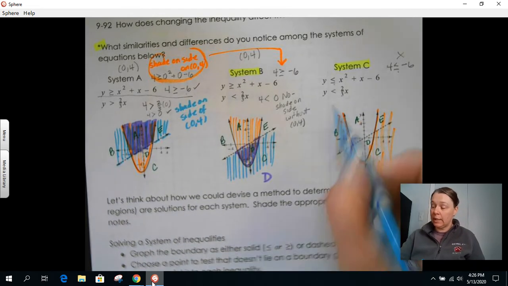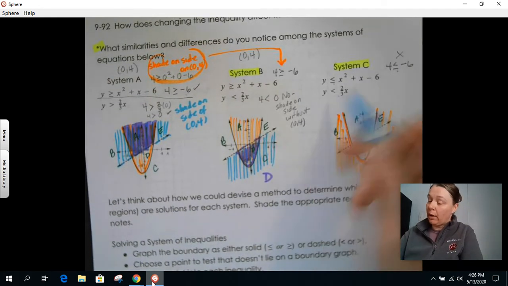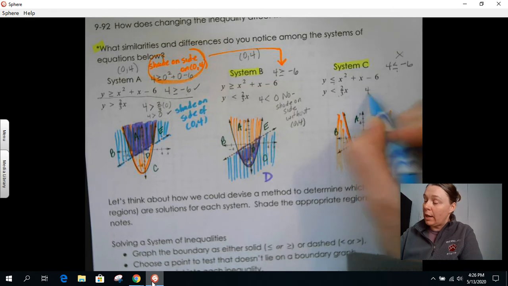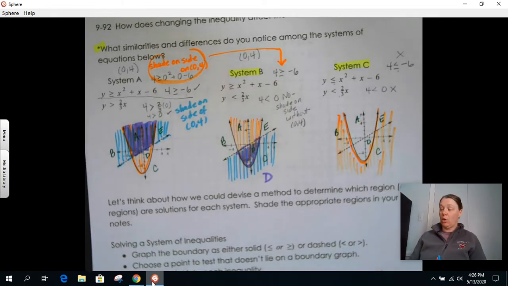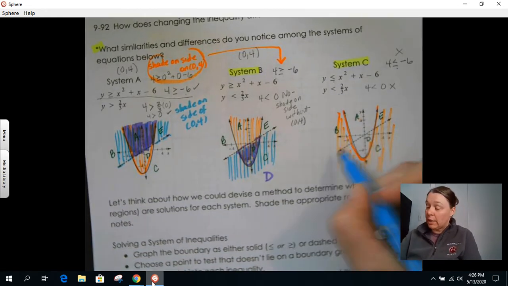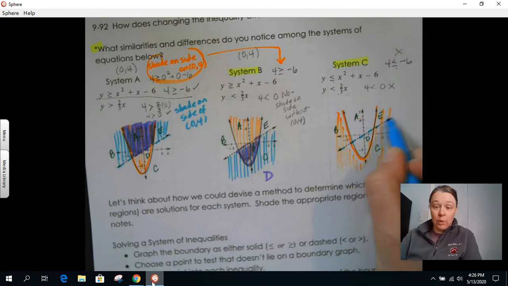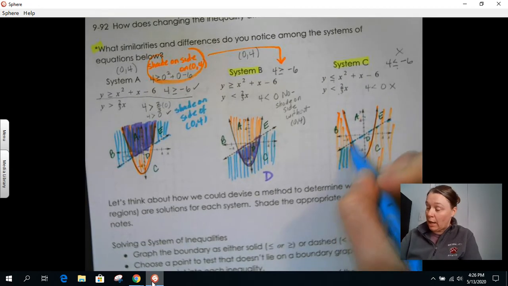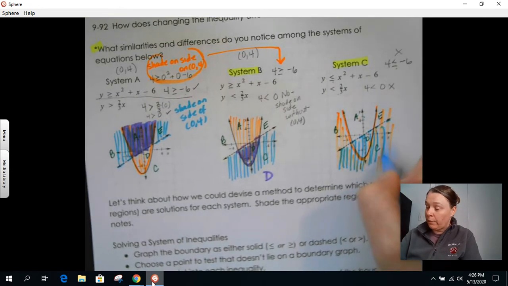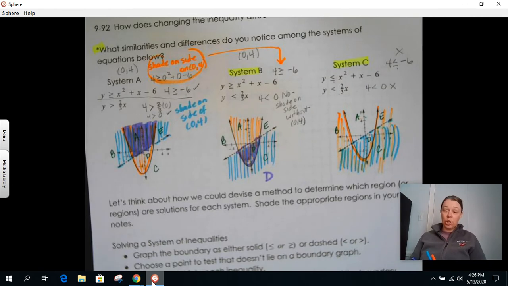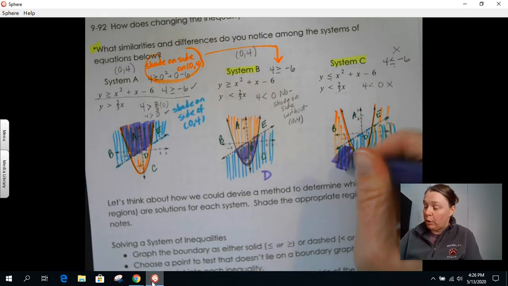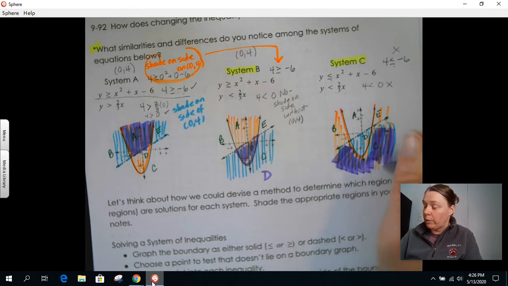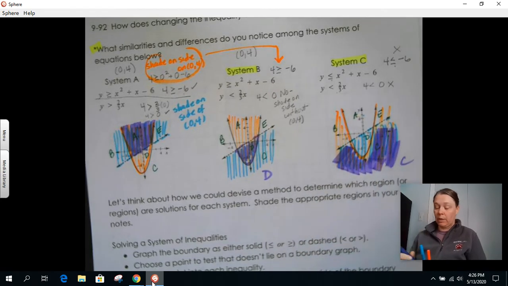And for this one here, when I compare, what was I comparing? A 4 and a 0. Is 4 less than 0? No, it is not. So for this line here, I would not shade on the side with the (0, 4). I would shade on the other side. And my solution is the region where my orange and my blue overlap, so here, which is region C.